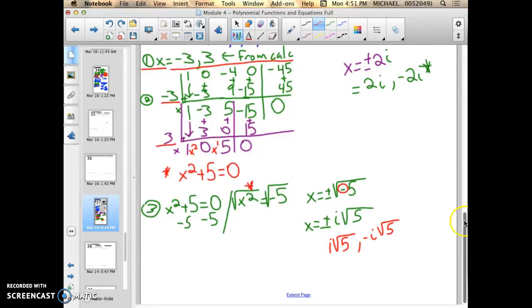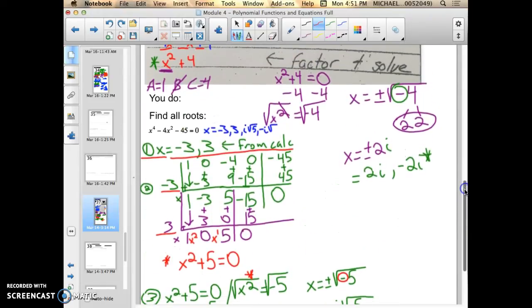And again, please finish out these types of problems with writing all of the solutions in one place so that I can see that you've done it correctly. And if you notice, the highest power was 4, and I have 1, 2, 3, 4 solutions. So if you didn't get negative 3, 3, i root 5 and negative i root 5 for your solutions after you've checked your work, please raise your hand so I can come discuss the problem with you.